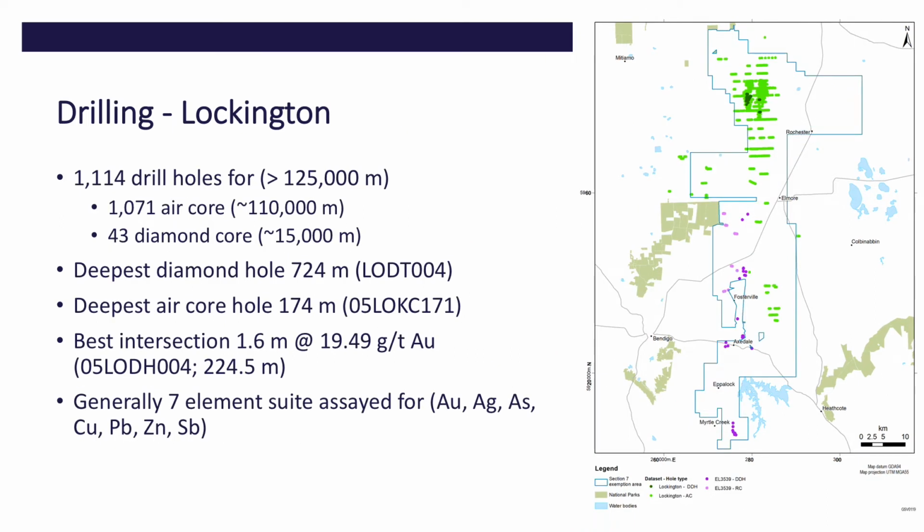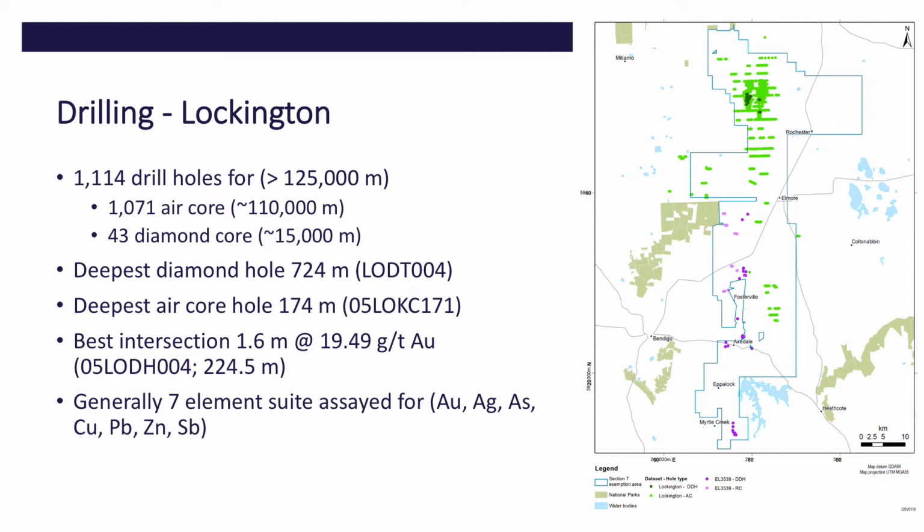This map displays the locations of the drill holes captured in the compilation. The Lockington dataset holes are in green, and the EL3539 dataset holes are in purple. There's over 1,100 drill holes captured in the Lockington dataset. However, of these, 1,071 are air core holes. And you can see on the map that these were drilled in quite wide-spaced traverses with the aim of testing basement geochemistry in areas of anomalous surface geochemistry.